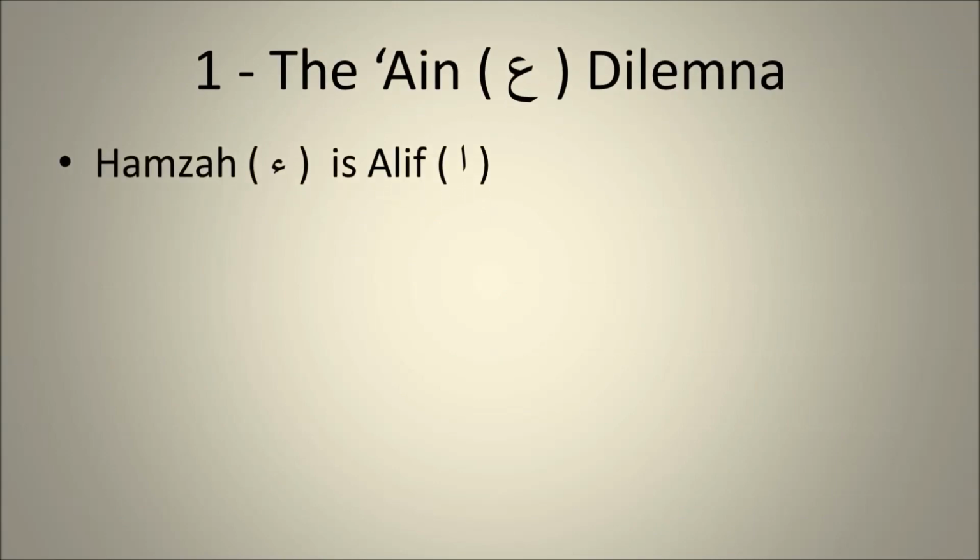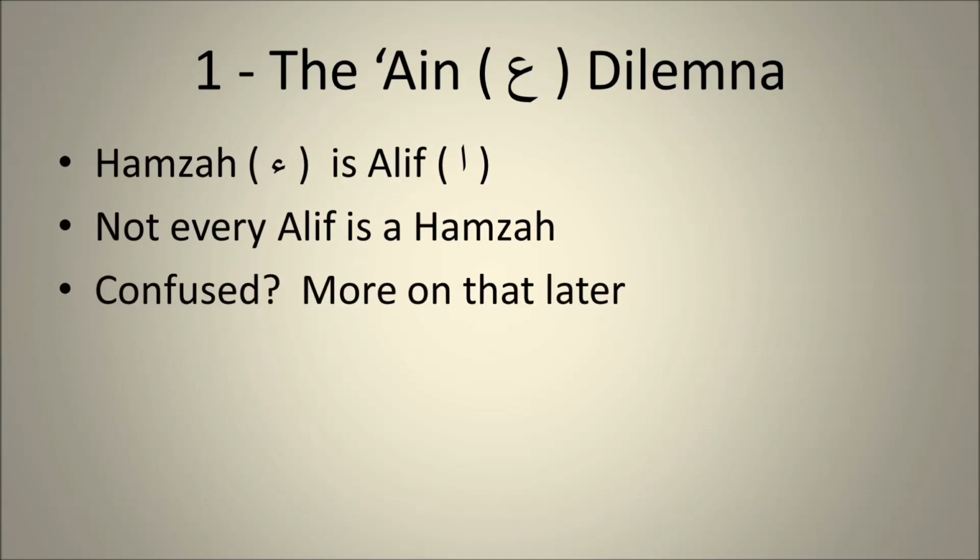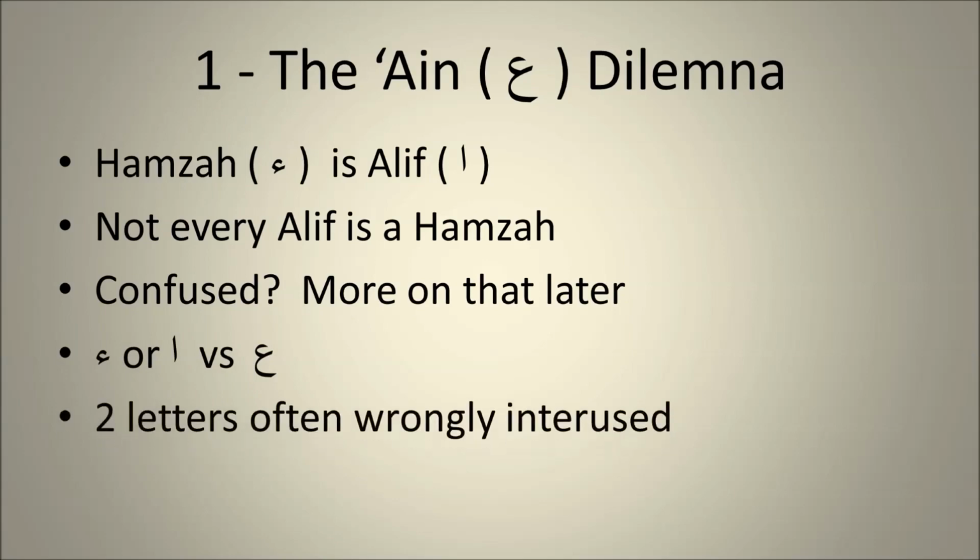So when you see a Hamza, we're actually seeing Alif. Hamza is actually Alif, but not every Alif is a Hamza. And if that sounds confusing, I promise you we'll cover more on that later, inshallah. But what I mean is, we're talking about the Hamza or Alif versus the Ain dilemma. And these two letters are often wrongly interchanged. For example, in Surah Al-Fatiha, some people say Rabbul Alameen with Hamza, when it should be Rabbul Alameen with the Ain.